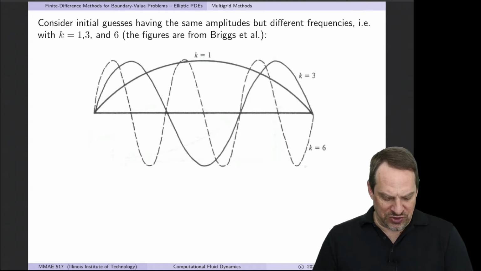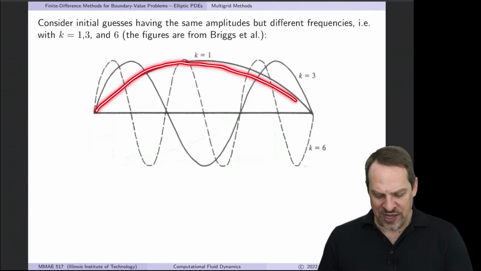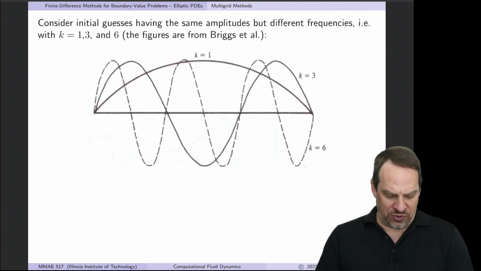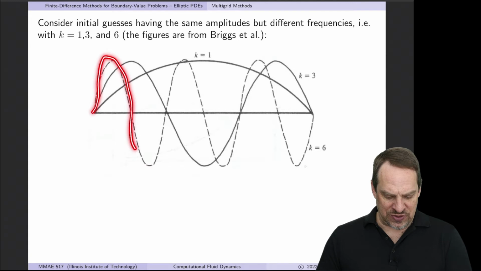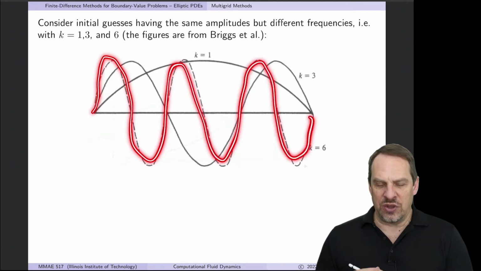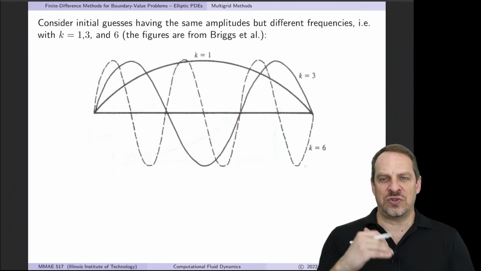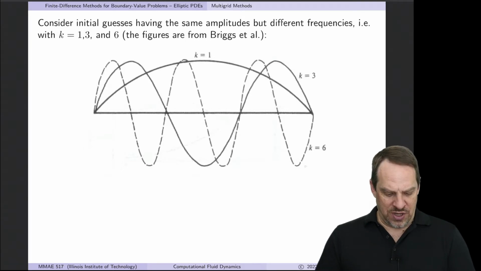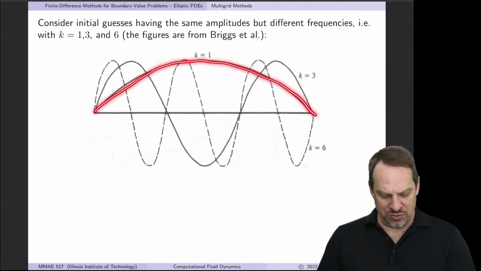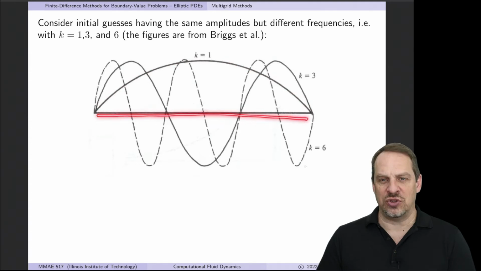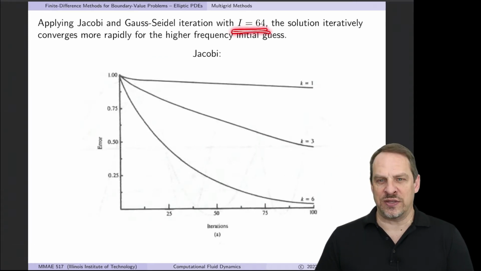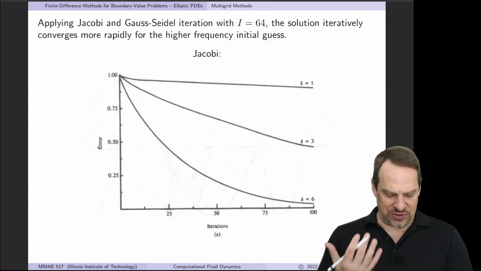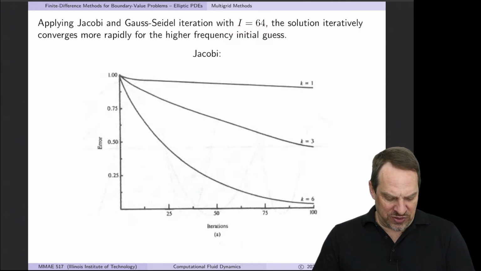So if we were to start with k is equal to 1, so that's just a half sine wave, or 3, so that would be 3 half sine waves, or k is equal to 6, so 6 half sine waves. Those are going to be the initial conditions for solving this simple equation. And again, these are plots of the error because the exact solution is just u is equal to 0. If we were to use Jacobi with, say, capital I is 64, so 64 intervals, 65 points, and we plot the error versus the iteration number.